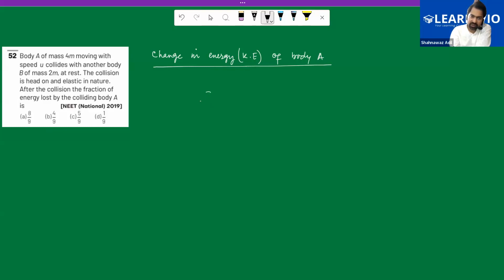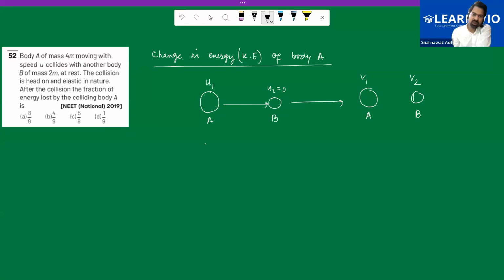So you have this A object, which was moving with U1, and then it collides with this object B, which is at rest. So U2 is 0. This is a head-on collision. Then A is moving with V1 velocity, and B is moving with V2, and they are moving in the same direction, right? So this is motion in 1D.